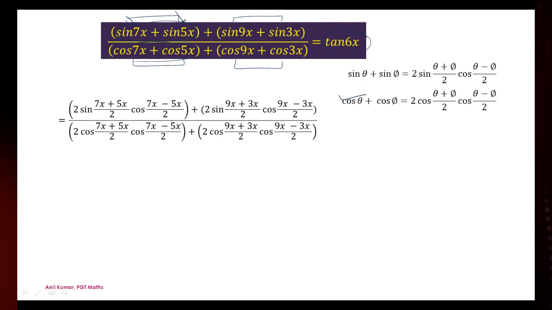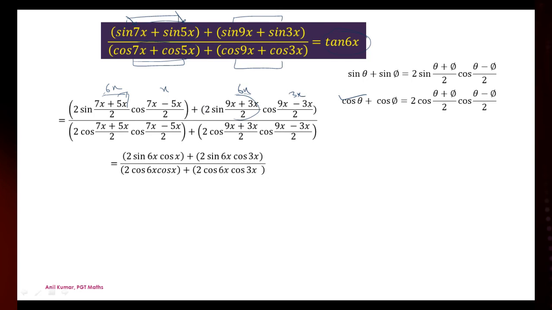And now let's simplify. 7x plus 5x will become 12x. 12x by 2 will be 6x. And this will be x. Again 12x by 2 is 6x. And 9x minus 3x is 6x, divided by 2 will become 3x. So let's write the simplified form. 2 sine 6x cos x plus 2 sine 6x cos 3x. And in the denominator, 2 cos 6x cos x plus 2 cos 6x cos 3x.